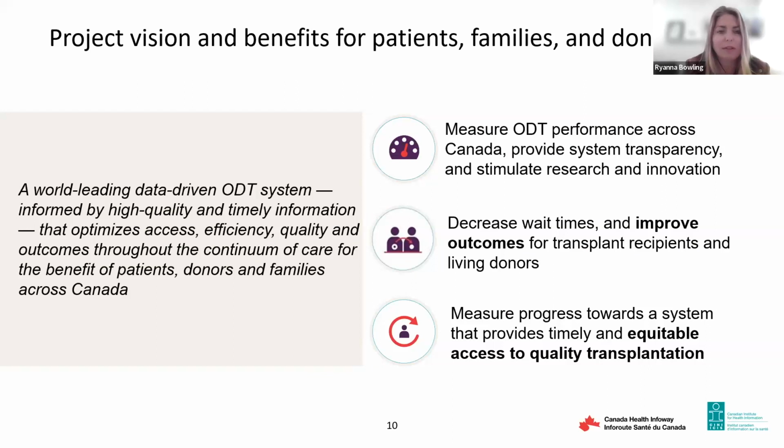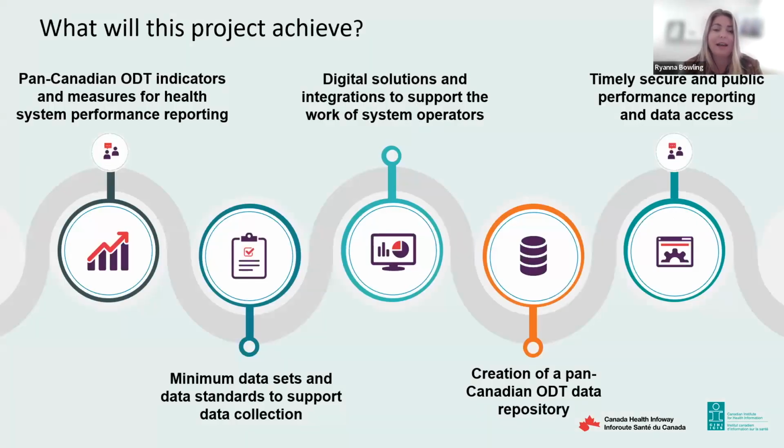So some of the goals, or the outcomes we want to see out of this project, include being able to better measure how the system is performing, to provide transparency, to stimulate research and innovation. We're also aiming to decrease wait time, improve outcomes for transplant recipients and living donors. And last, it's really to be able to measure the progress towards a system that provides timely and equitable access to quality transplants that hopefully last a lifetime. In the next slide, you'll see that we have 5 work streams that I'll walk you through.